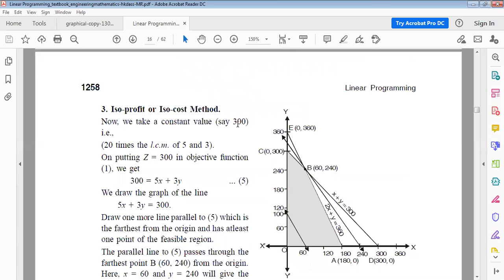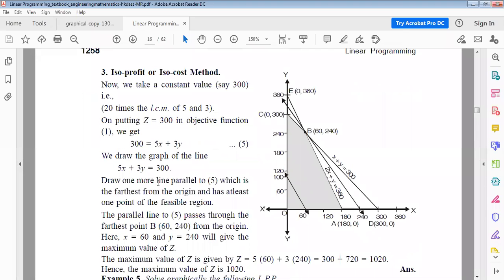Now if we take the constant value, say 300, this is the 300 value and this is the 300 value. If we join these, we get this line. Taking the coefficients 5 and 3, putting Z equals 300, the objective function becomes 5x plus 3y equals 300.